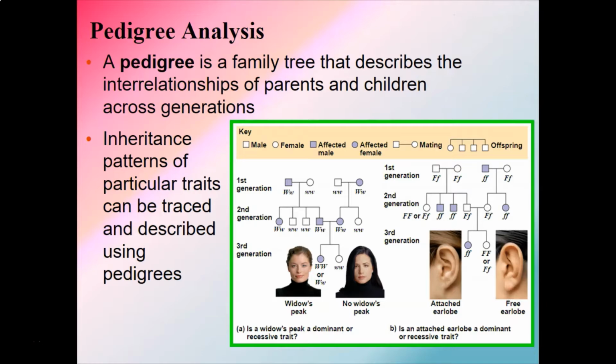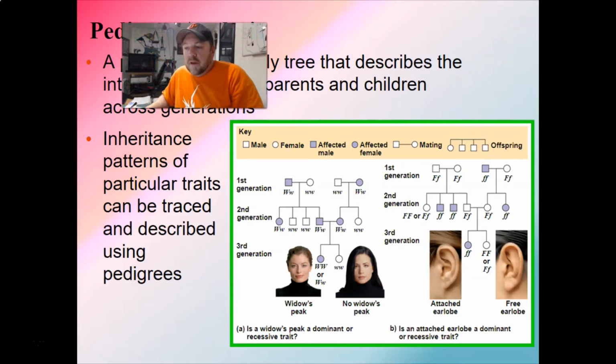So a pedigree is a family tree, which you've all heard of, right? That describes the interrelationships of parents and children across generations. Inheritance patterns of particular traits can be traced and described using pedigrees. So, can you figure out why we do pedigrees already?